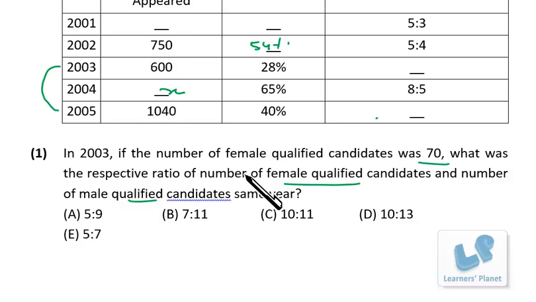So that is 168, and out of 168, 70 are females, right? So 168 total, 70 are females, that means 98 males. So that comes to 5 is to 7. Okay, 14, 5, 14, 7.